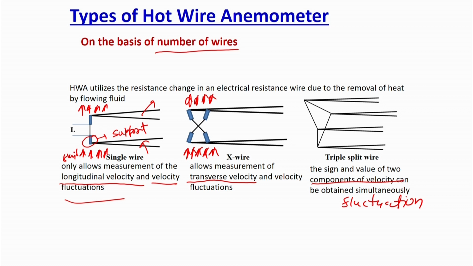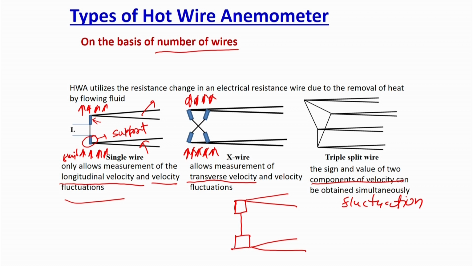So, what will happen? If your wire diameter is high, then conduction losses from the wire to this support will be higher. Okay. Are you getting my point? So, let me explain again. Suppose this is the support I am talking about, and this is a prong. In between there is a wire.